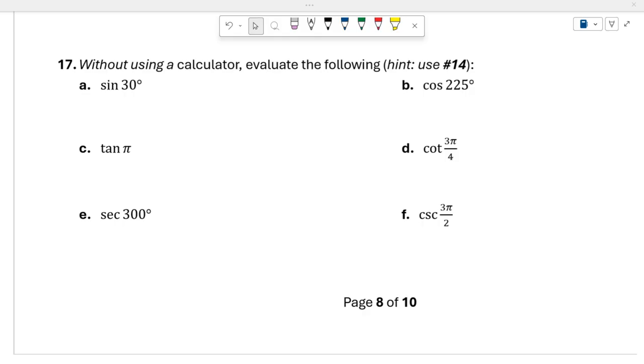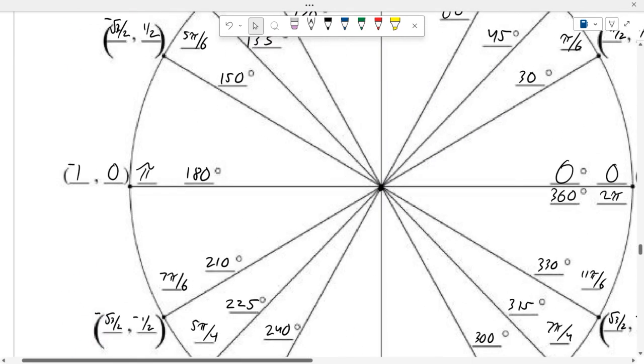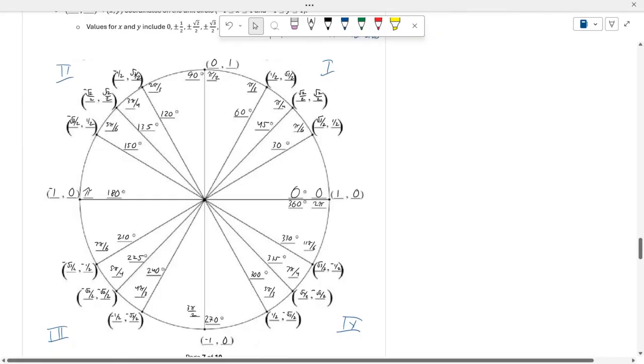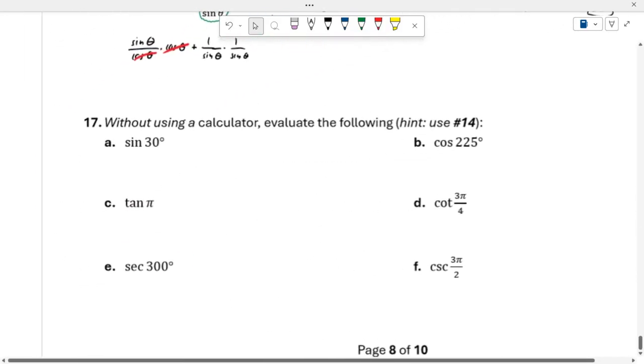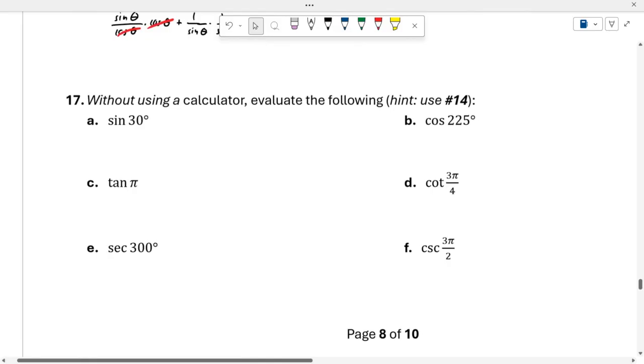Question number 17 says, without using a calculator, evaluate the following. And there was a hint to use question number 14. Well, question 14, as you may remember, was the complete unit circle. So we went ahead and filled that in just using our brains, not looking it up, but figuring out what are the degree measurements, what are the angle measurements, what are the XY coordinates, and looking at some of the patterns that exist. And so in this question, we're going to be evaluating each of these trig functions. So let's get into it.